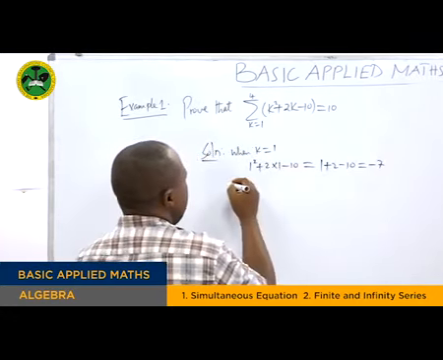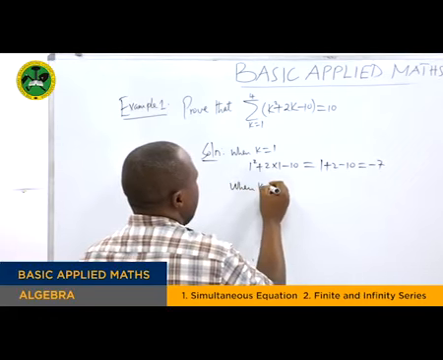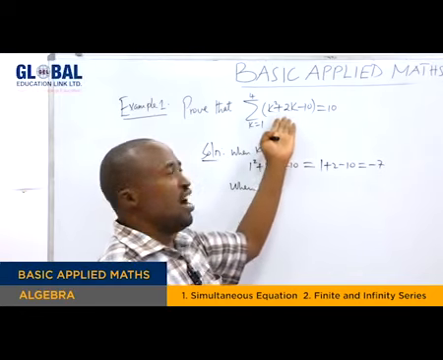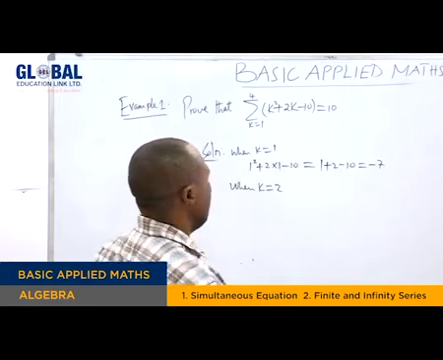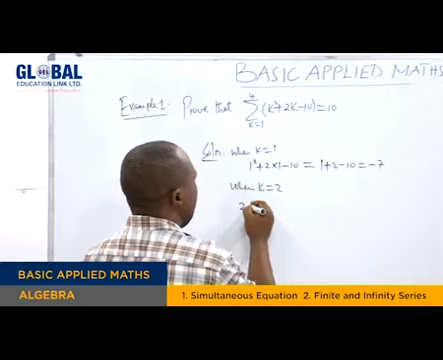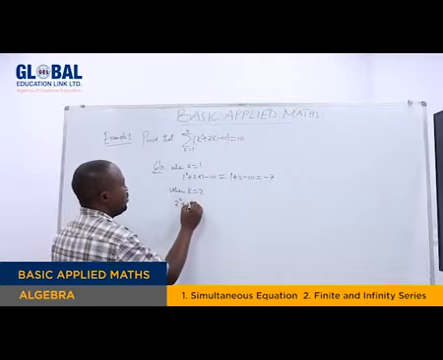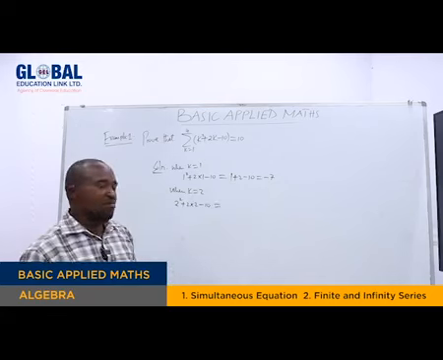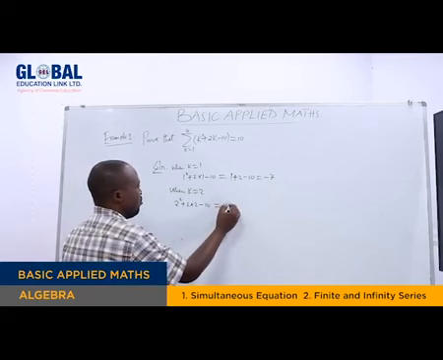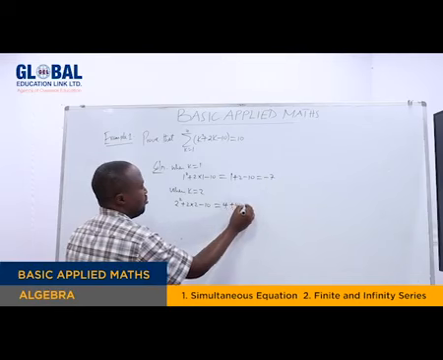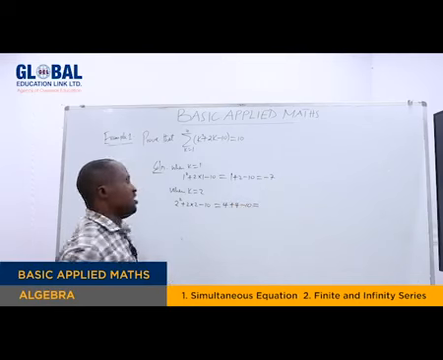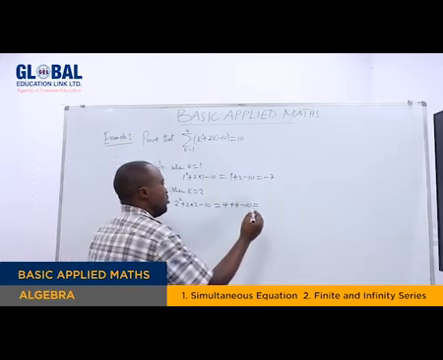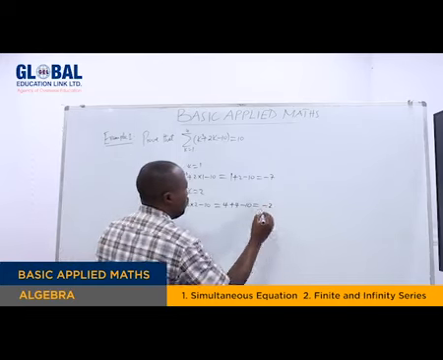So again, when k is equal to 2, that means we substitute the value of k in our equation. So we are going to have 2 squared plus 2 times 2 minus 10, which is the same as 4 plus 4 minus 10, which is equal to, here we have 4 plus 4, that is 8, minus 10, we are going to have negative 2.